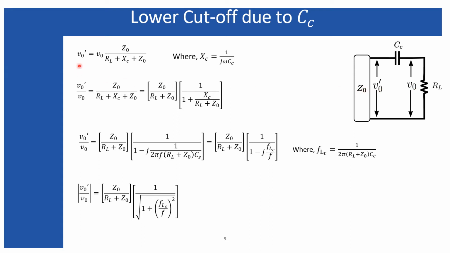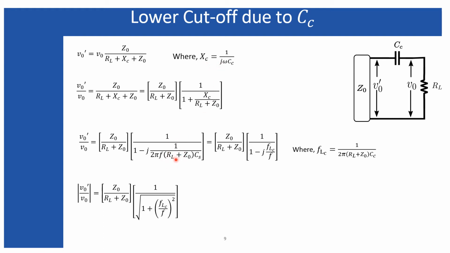And that V naught dash you can easily calculate by using the voltage divider rule, which will be equal to the applied voltage V naught times the Z naught divided by the summation of all of these impedances which exist over here. And following the similar step, I have taken this RL plus Z naught out from this expression, and I have written this XC as 1 by j omega C over here.